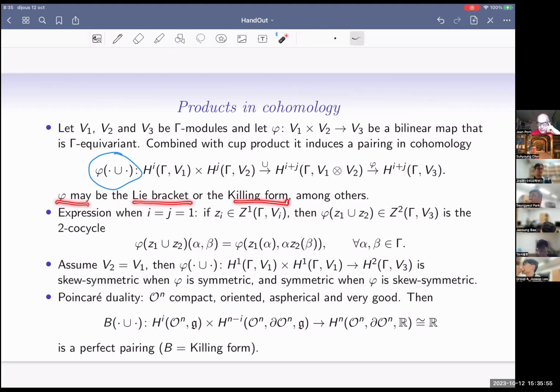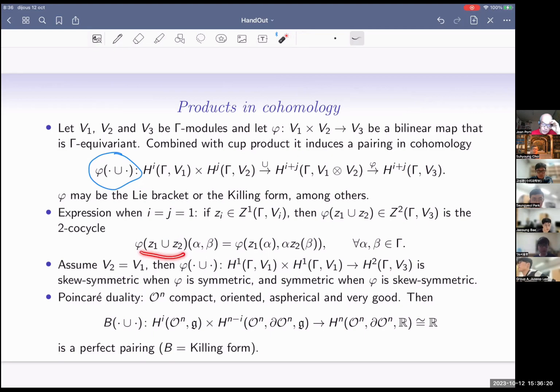And you'll see why soon. Here is the explicit expression when in dimension 1, but just for cocycles. You need to work a little bit because it's an expression for cocycles and so on, but essentially it is the following one. Z1 and Z2 are one cocycles.